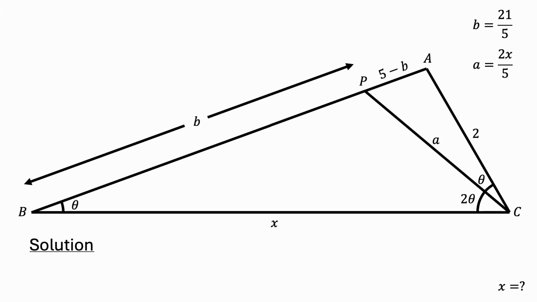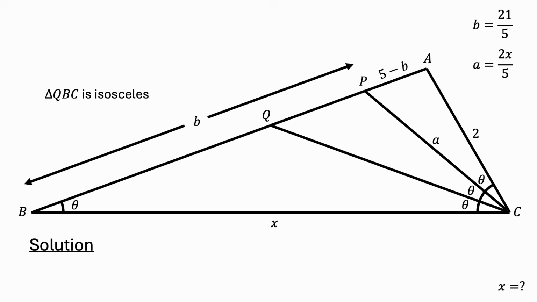Returning to our diagram, let Q be a point on BP such that CQ bisects angle BCP. So angle BCQ equals angle QCP equals theta. Since angle QBC equals angle BCQ equals theta, triangle QBC is isosceles, so BQ equals CQ. Let BQ equals CQ equals C. Then PQ equals B minus C.